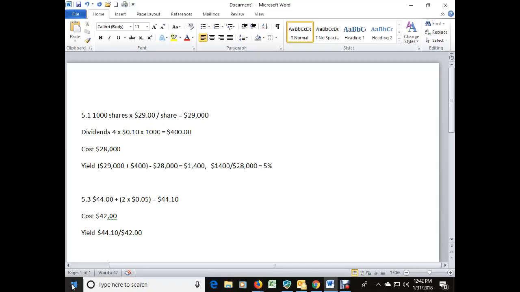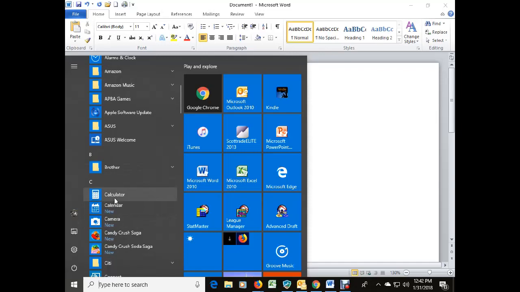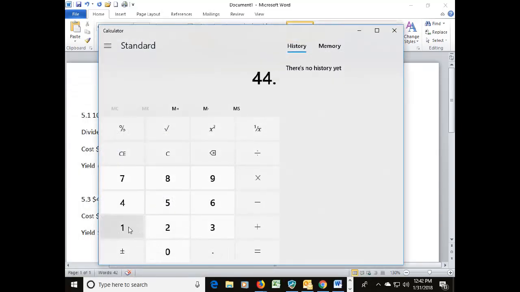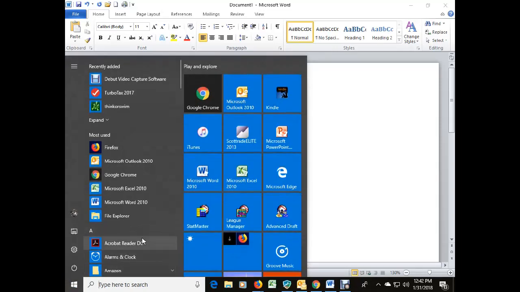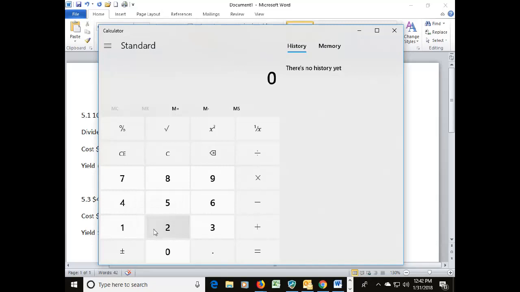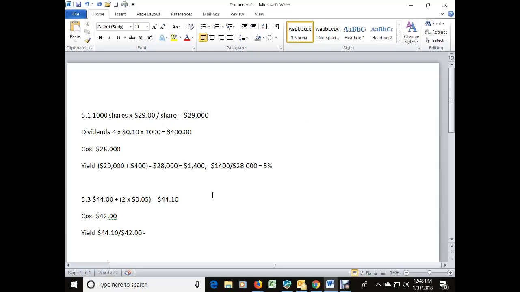So we bring up our calculator again. 44.10 divided by 42.00 equals 1.05. So we can look at that also as a 5%. For the calculations we would do it otherwise as the difference between the two, so that would be $2.10 divided by 42, and that gives us our 5%. So this equals 5%.